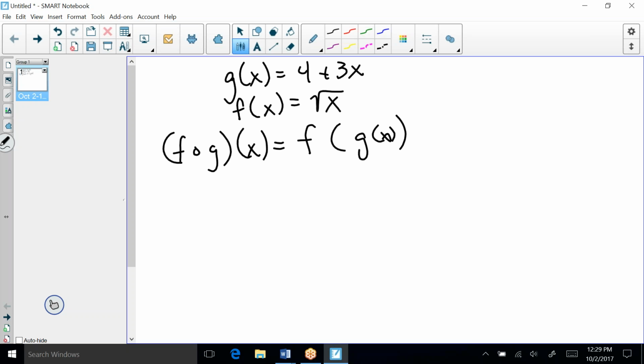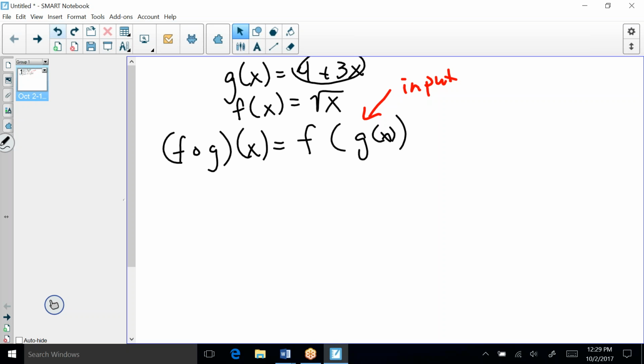So what that means is that g of x is going to be the input. We're going to take g of x and put it into the function called f. So we're taking g of x, which is 4 plus 3x, and inputting it into the function f everywhere we see an x. So this is equal to the square root of 4 plus 3x.